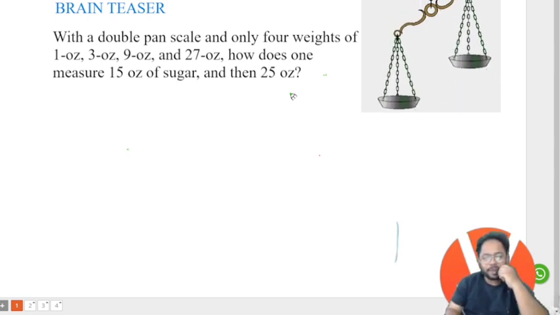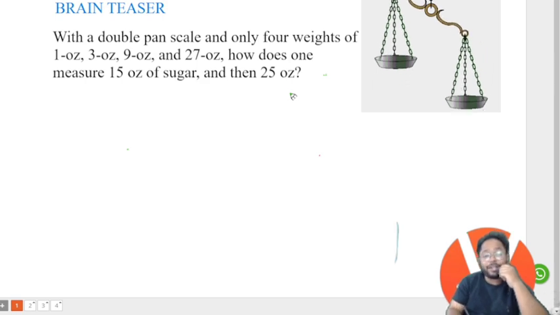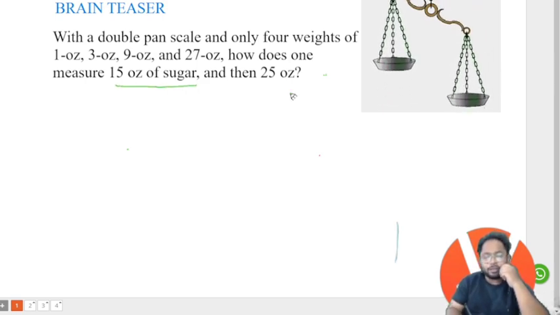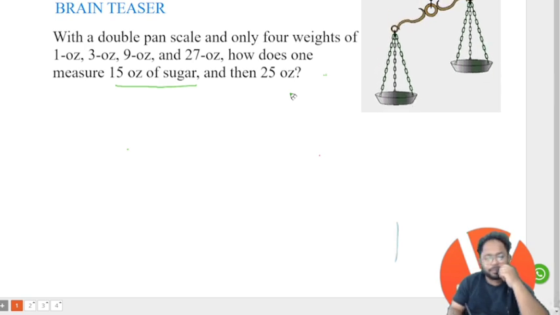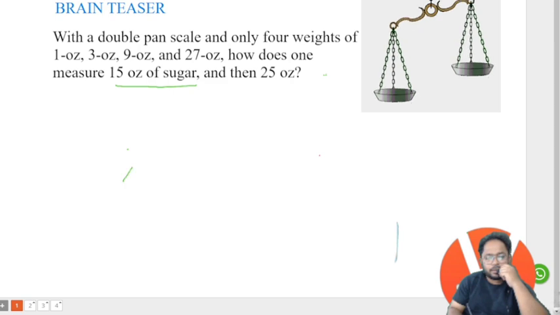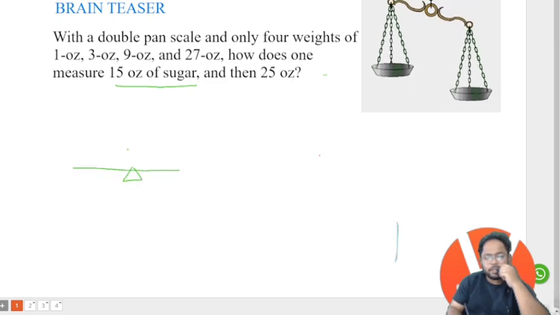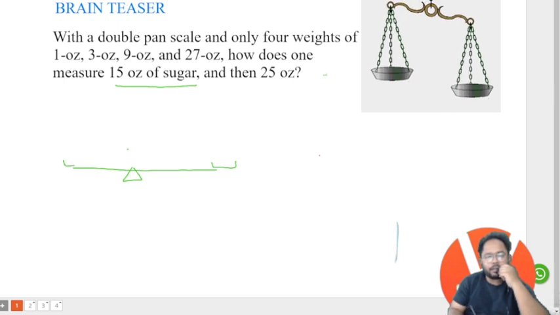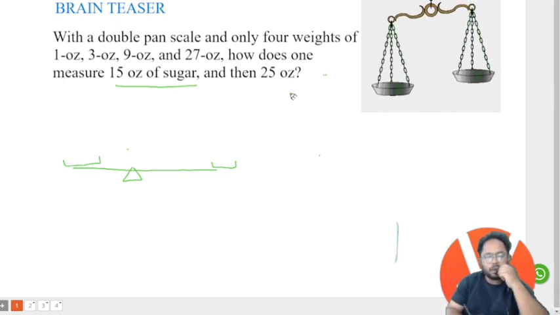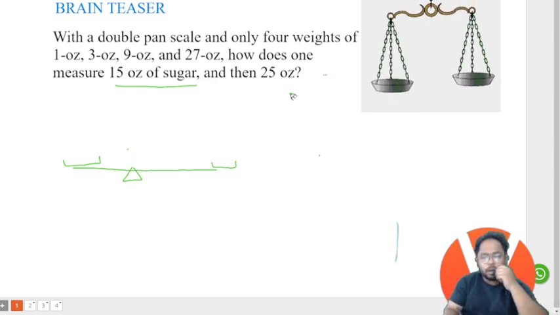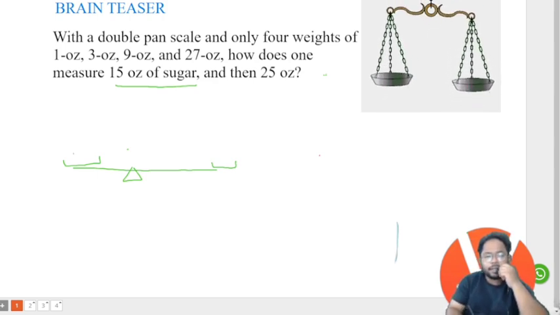So we have to measure 15 ounce of sugar. Let me take the balance. Suppose we have a balance like this. We have a pan on one side, another pan on another side. Now, what we'll do to measure 15 ounce of sugar, we will put on one side a 27 ounce weight.